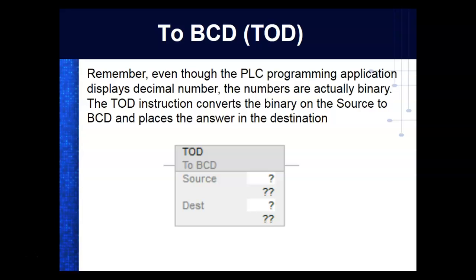TOD. This is when we start dealing with displays like HMI panels. We want to display numbers on an HMI panel. If I were to send the number out of my PLC over there, it would be binary, and you wouldn't understand it. So this is a method we can use to convert. Remember, even though the PLC programming application displays decimal numbers, the numbers are actually binary. The TOD instruction converts a binary number from the source to a BCD number and places it in the destination.